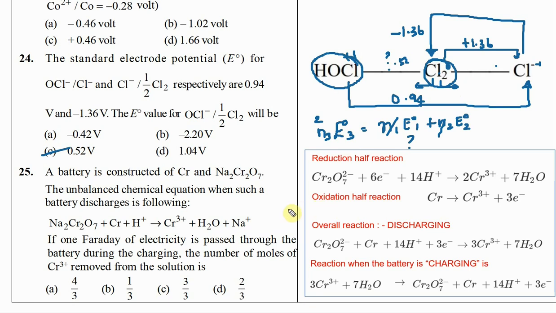25 is a little tricky one, you have to read it correctly. A battery is constructed, so this is the battery. You have to balance the equation. So I have the reduction half reaction and the oxidation half reaction. This is 6 electron and this is 3 electron process. So you have to multiply by 2.